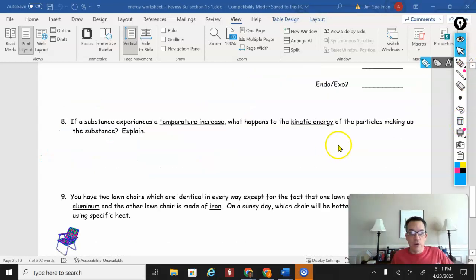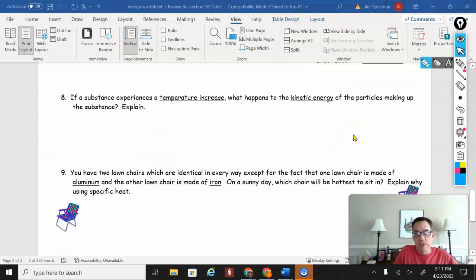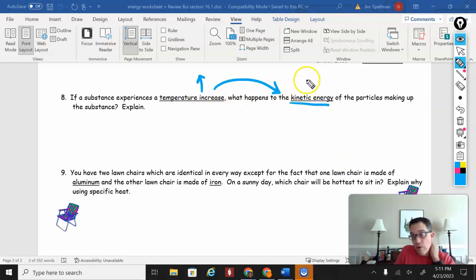Some explanation problems on number 8. If a substance experiences a temperature increase, what happens to the kinetic energy? Well, these two things are going to be related. So if the temperature is going up, that means the particles are moving around more. There's more energy there. The thermometer is going to be noticing that amount of increase. So there should be a positive relationship between those two things.